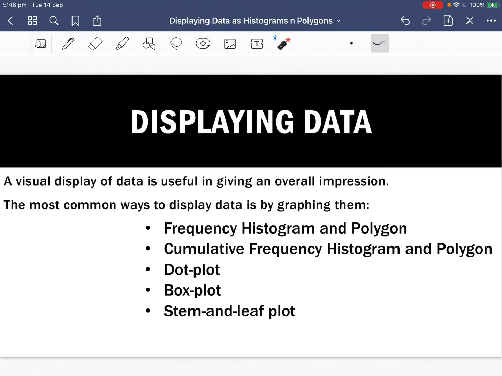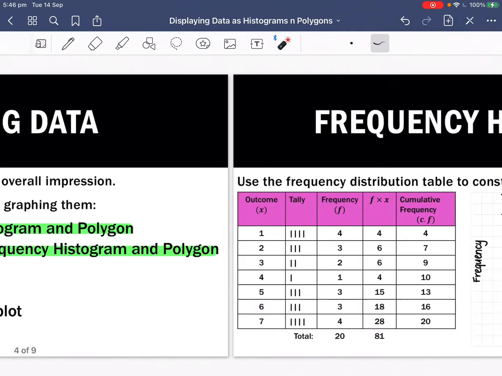The most common ways to display data is by graphing them in a frequency histogram and polygon, a cumulative frequency histogram and polygon, a dot plot, a box plot, or a stem and leaf plot. Today what we are going to look at is a frequency histogram and polygon and a cumulative frequency histogram and polygon. We're going to leave the dot plot, box plot and stem and leaf plot for a future time.